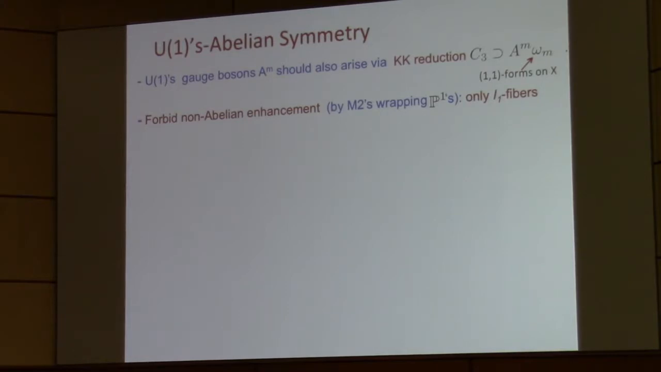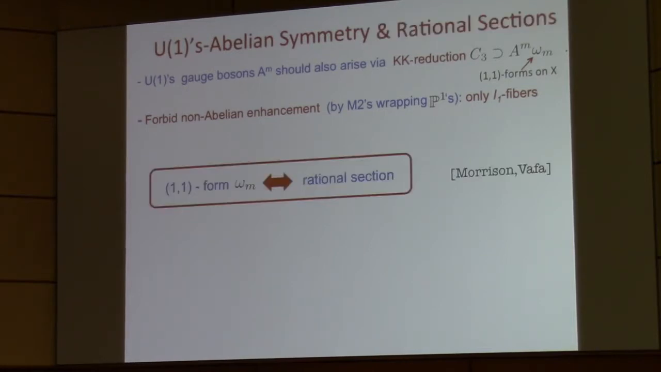So the key thing for abelian gauge symmetry is that to get just a U1 gauge boson, from the M-theory perspective, we have to expand the three-form potential just in terms of a single one-form on the resolved Calabi-Yau space, and we should forbid any kind of M2 branes wrapping different P1s. This means that this 1,1 form can only be associated with an I1 fiber. Okay, that means no singularity.